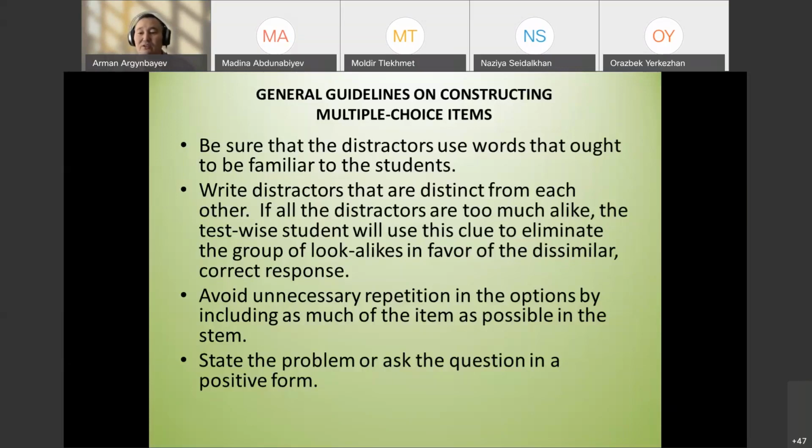Write distractors that are distinct from each other. Avoid unnecessary repetition. We mentioned it as well. State the problem or ask a question in a positive form. If you use negative, you can use negative actually, but don't use it very often. From time to time, and we use it to write NOT in capital letters. Which is not correct. For example, which item cannot be used in kitchen, for example, or whatever.